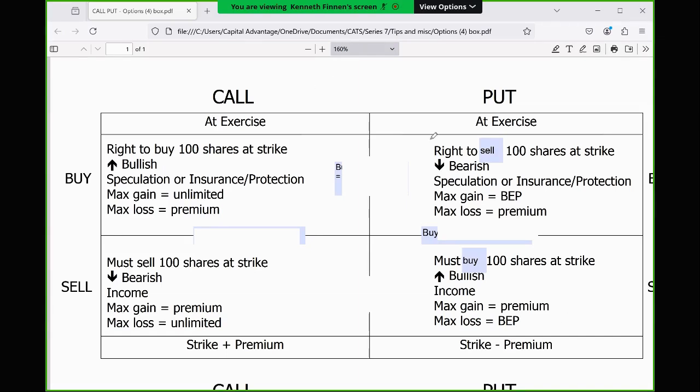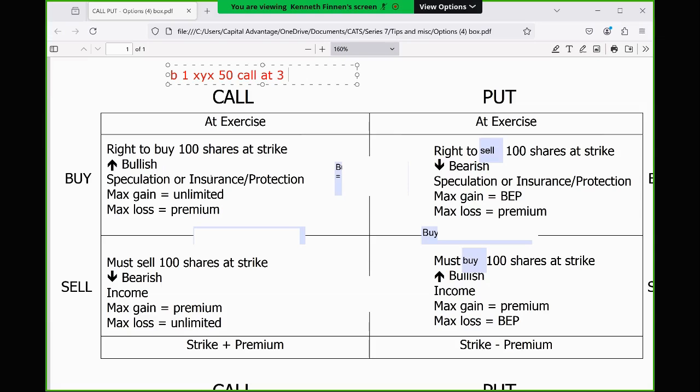Let's talk about this, since it seems like we're not all super comfortable on this. If I buy one XYX 50 call at 3, what's my max gain? Use the chart. Unlimited. Good. What's my max loss? Your premium. What number is that? 3, or 300. What's my break even? 53. Good.